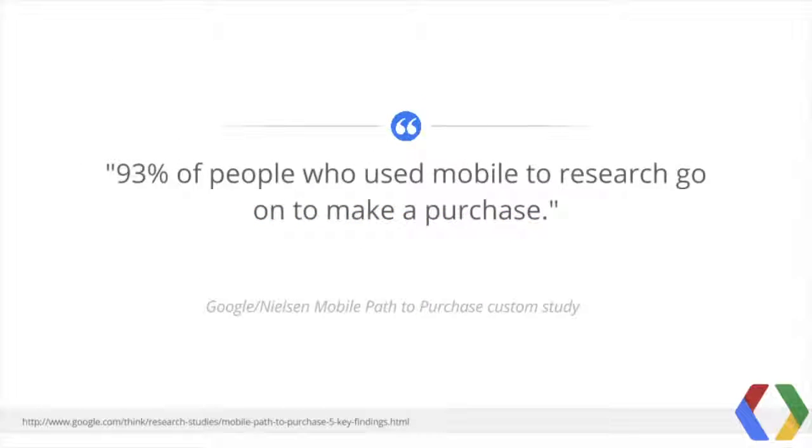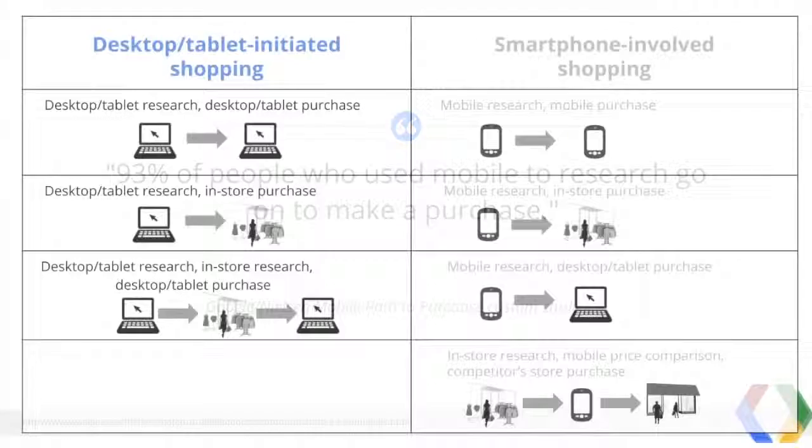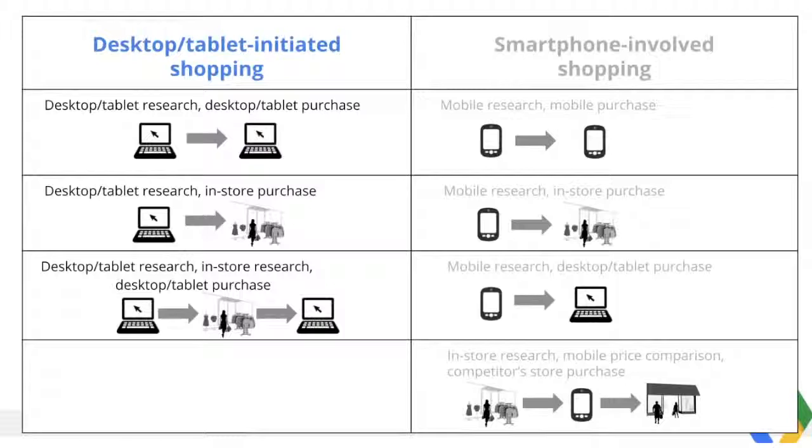Although at present, mobile metrics show lower conversion than desktop, it's clear that mobile research influences purchasing decisions. In a Google Nielsen study, 93% of people who used mobile to research go on to make a purchase. When refining mobile metrics, it's helpful to differentiate desktop-initiated purchasing behaviors with smartphone-involved purchasing. The traditional desktop models include desktop research to desktop purchase, or desktop research to in-store purchase, or in-store research to desktop purchase.